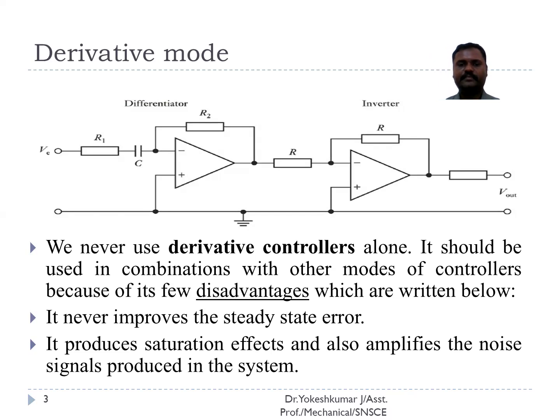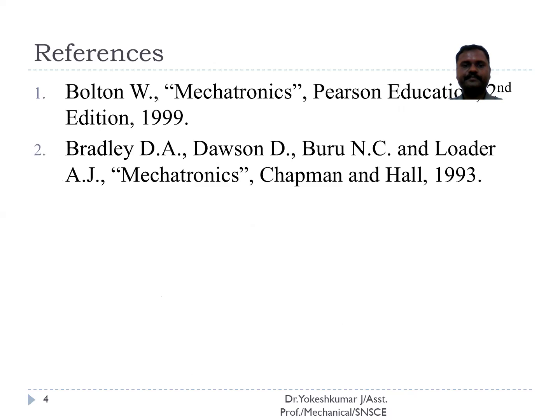Because time is the parameter with respect to the error, it has the following disadvantages. It never improves the steady state error. Steady state means the increment of error with respect to time. That is the problem. It also produces some saturation effects and noise in the signal. So we have to suppress the noise and amplify the signal in the system. These are the few drawbacks of the derivative mode. Because of these drawbacks, the derivative mode is not used alone.